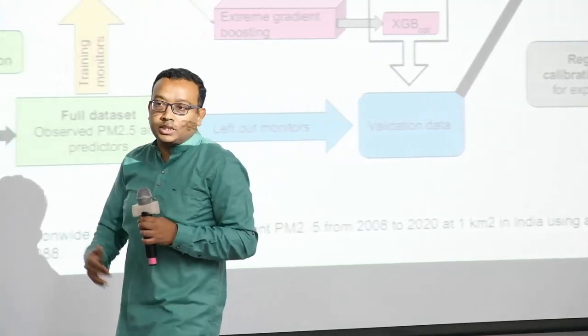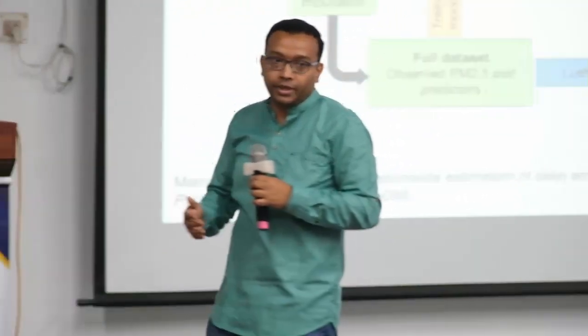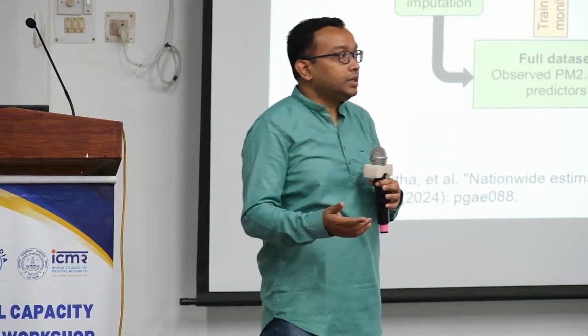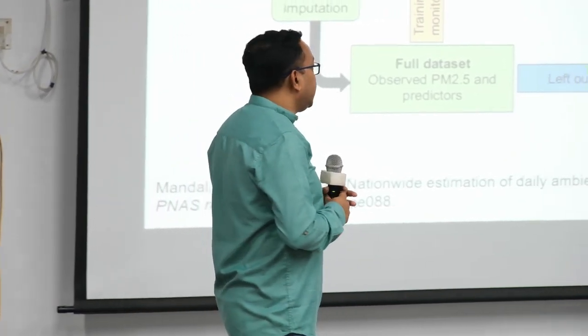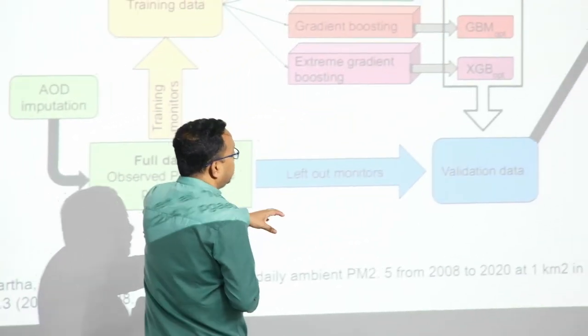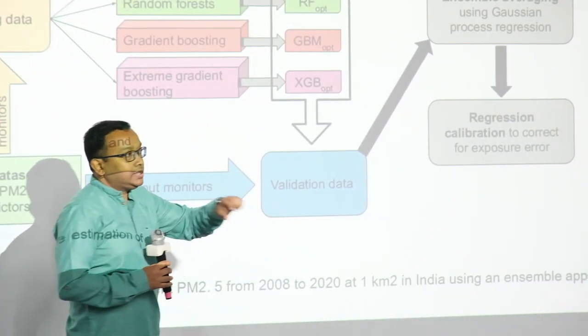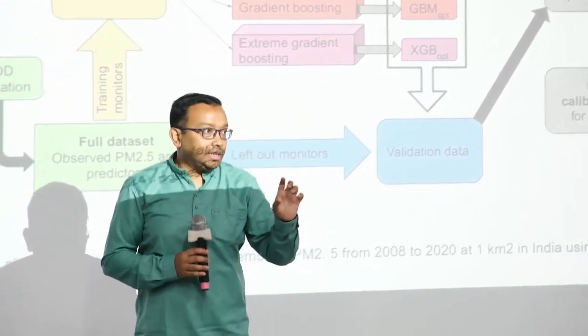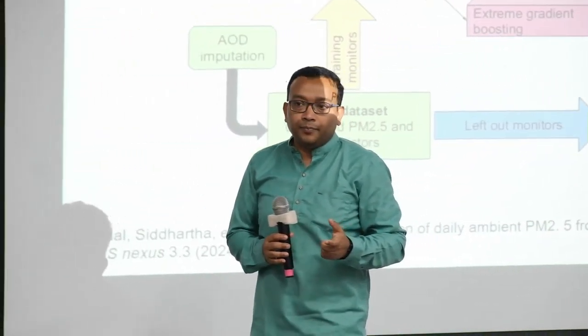So let's say you are systematically overestimating or underestimating in specific regions. You can get that estimate from this validation data set. Once you have that estimate, you can correct. So that is the correction for measurement error.